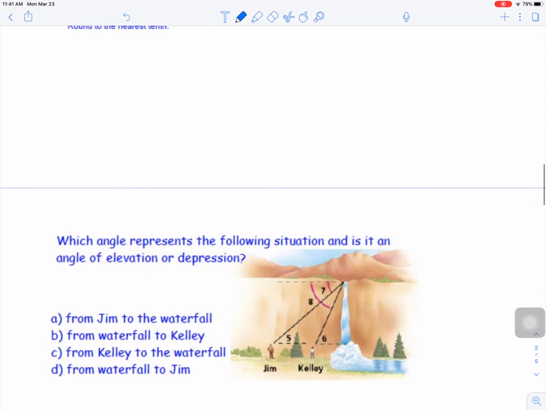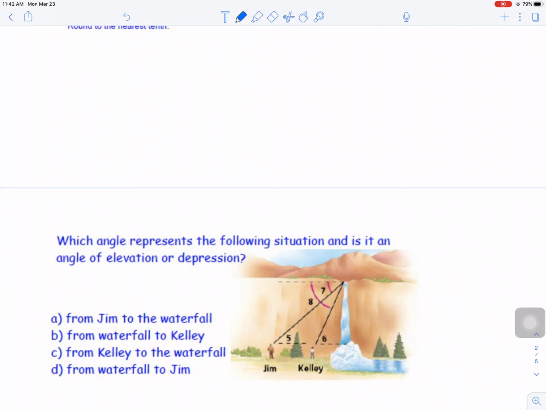Okay, next. So this is just practice. Which angle represents the following situation, and is it an angle of elevation or an angle of depression? Okay, so this is not multiple choice. This is 4 questions. I want you to tell me which angle represents from Jim to the waterfall.